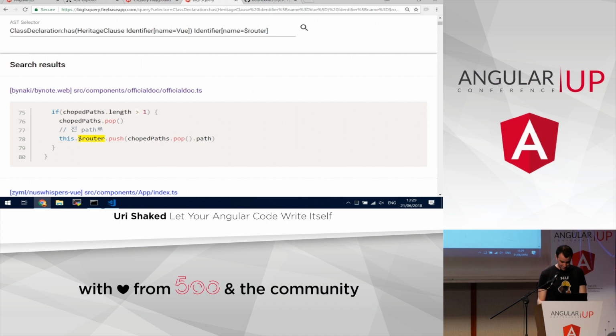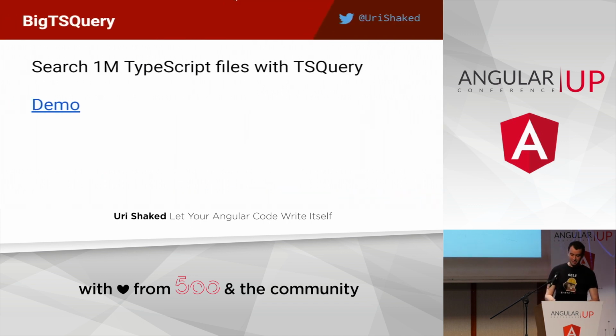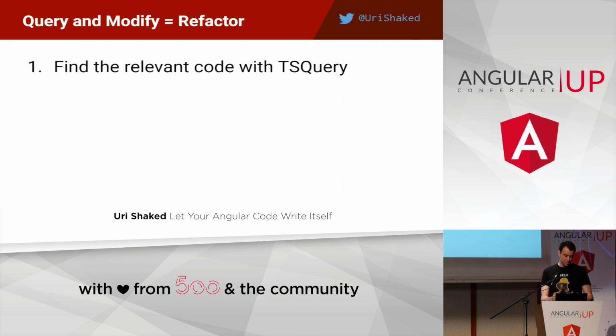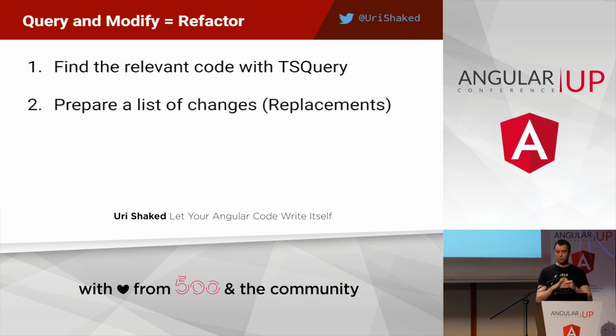All right, so that was a fun tool, but let's get our hands dirty with actually using tsquery to write something that modifies code. So basically, if we query and find something that we want to change and then we modify it, that's refactoring. So this is our game plan. We are going to find some relevant code with tsquery. Then we are going to prepare a list of places we are going to change in the code, as these are all the matches. And then we are going to apply those changes and save them back to the file.